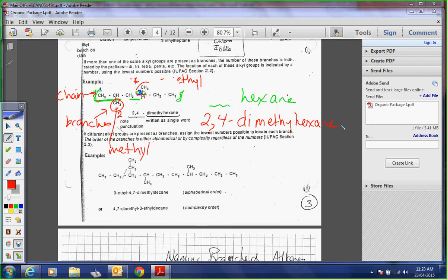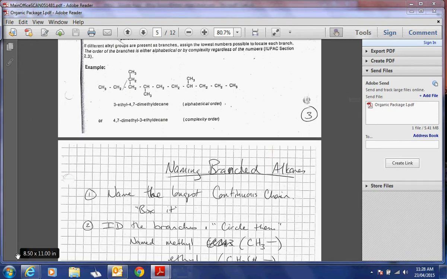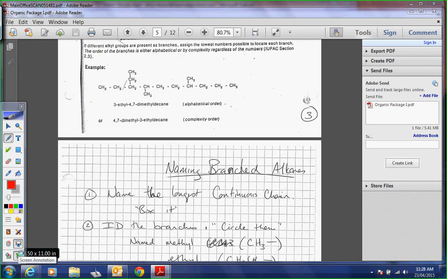Andy, do you remember this stuff? Yeah. All of it? Yeah. Okay, so walk us through this next one then. Okay, there is 10 carbons in your chain, so it's decane.